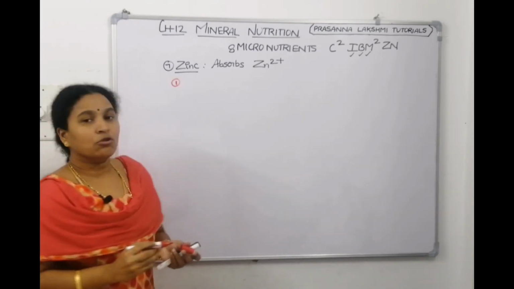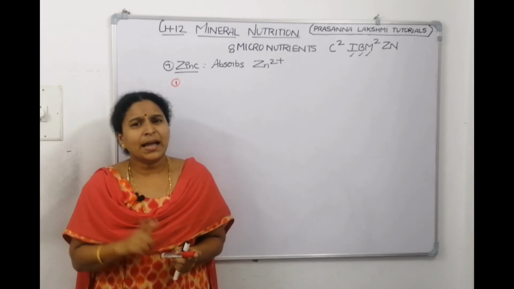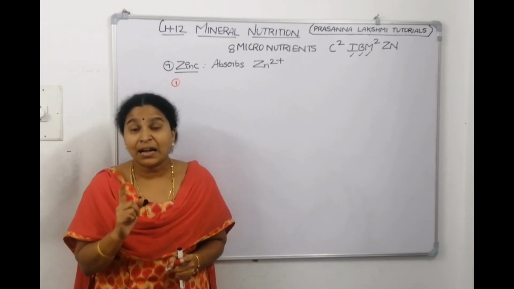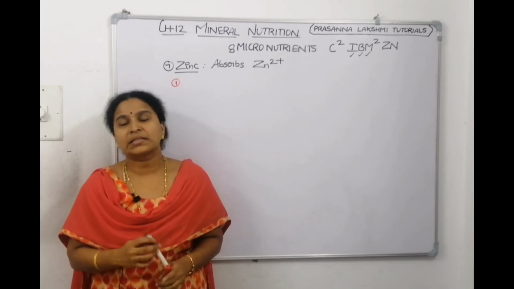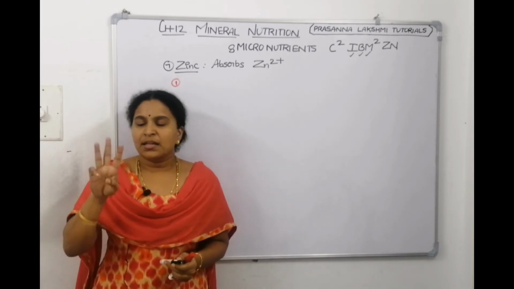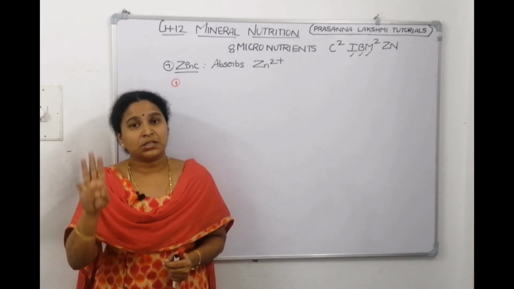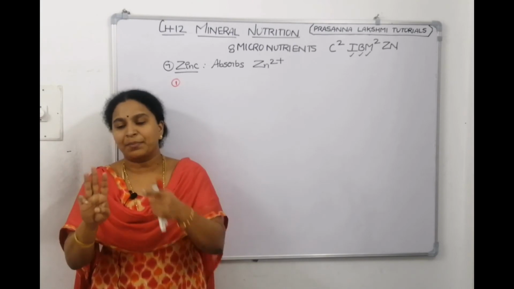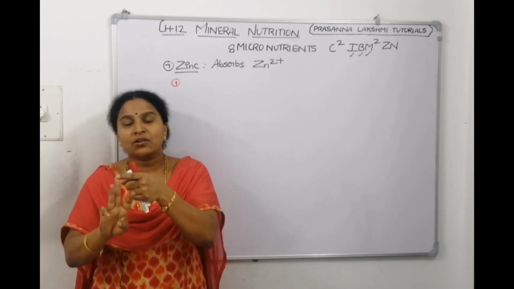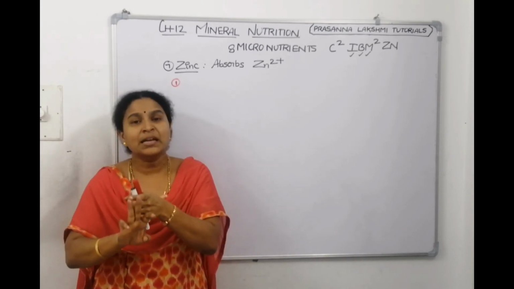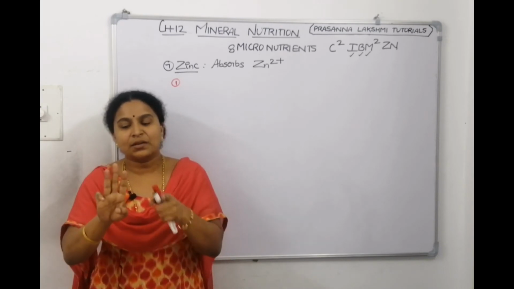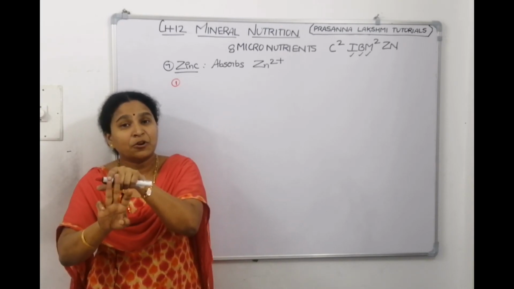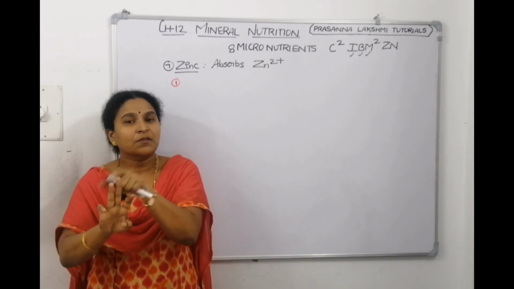Now, the first role of zinc is, zinc helps in the synthesis of an aromatic amino acid called tryptophan. There are three aromatic amino acids. We studied this in the biomolecules chapter. Phenylalanine, tyrosine and tryptophan, right? So there are three aromatic amino acids. What is the third aromatic amino acid? Tryptophan.